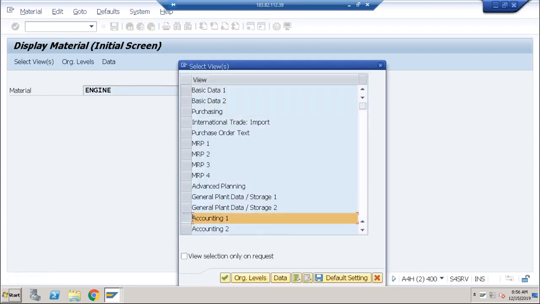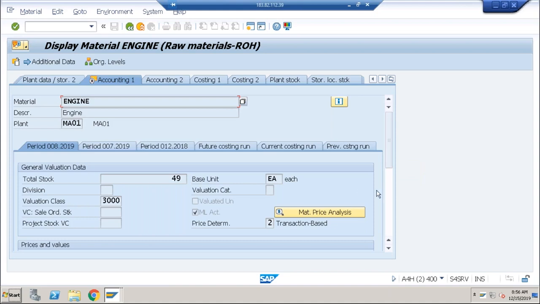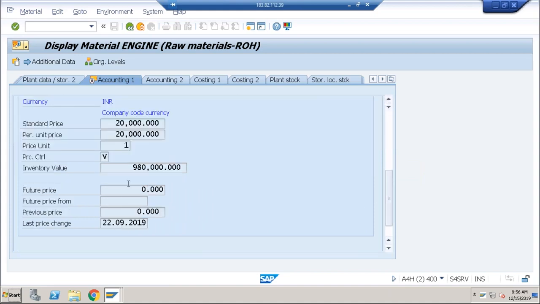So if I go to accounting 1 for plant MA01, see, this is the price, standard price. That came, okay. Okay, somebody has maintained that in the materials management is what you're saying. Yes, there has to be.